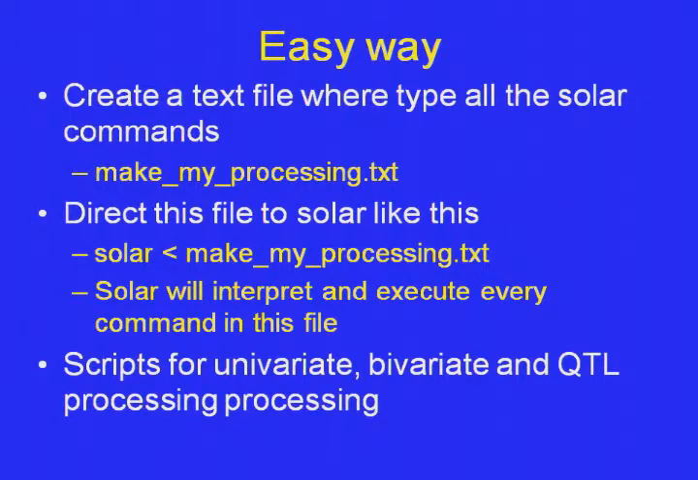And then there is an easy way. You create a text file where you type all the Solar commands that you think you're going to need. For example, create a text file named make_my_processing.txt, and then you use Unix redirection mechanisms by redirecting that file into Solar. Because Solar is an interpreter, it will start reading that file and executing it line by line. So you can use this for scripting your mass univariate, mass bivariate, and mass QTL processing.